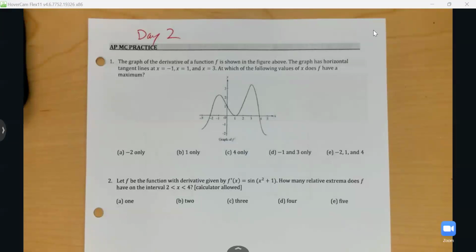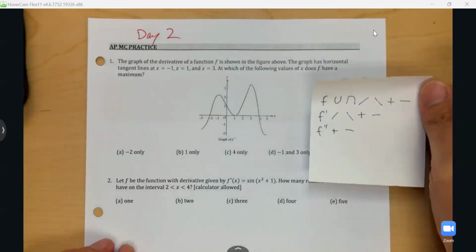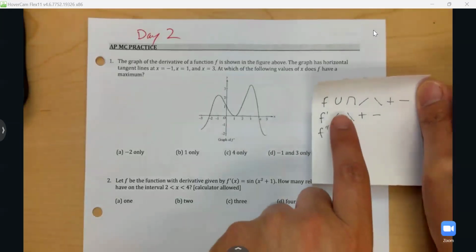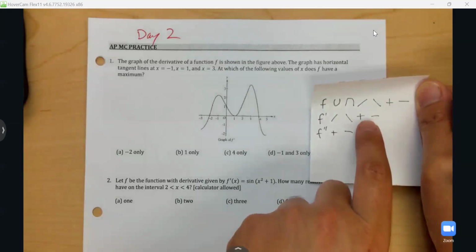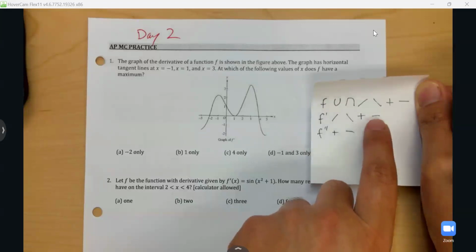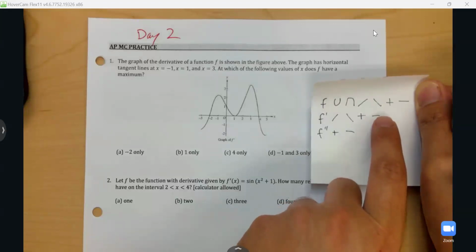Okay, so hopefully you guys got a chance to go over these problems. So for number 1, you're trying to find the locations where f of x has a maximum. So where f of x has a maximum, given the graph of f prime, I got my little fun chart drawn out over here. For where we have maximums on f, we would check to see where f prime changes from positive to negative. And where we would have local minimums on f would be where f prime changes from minus to plus.